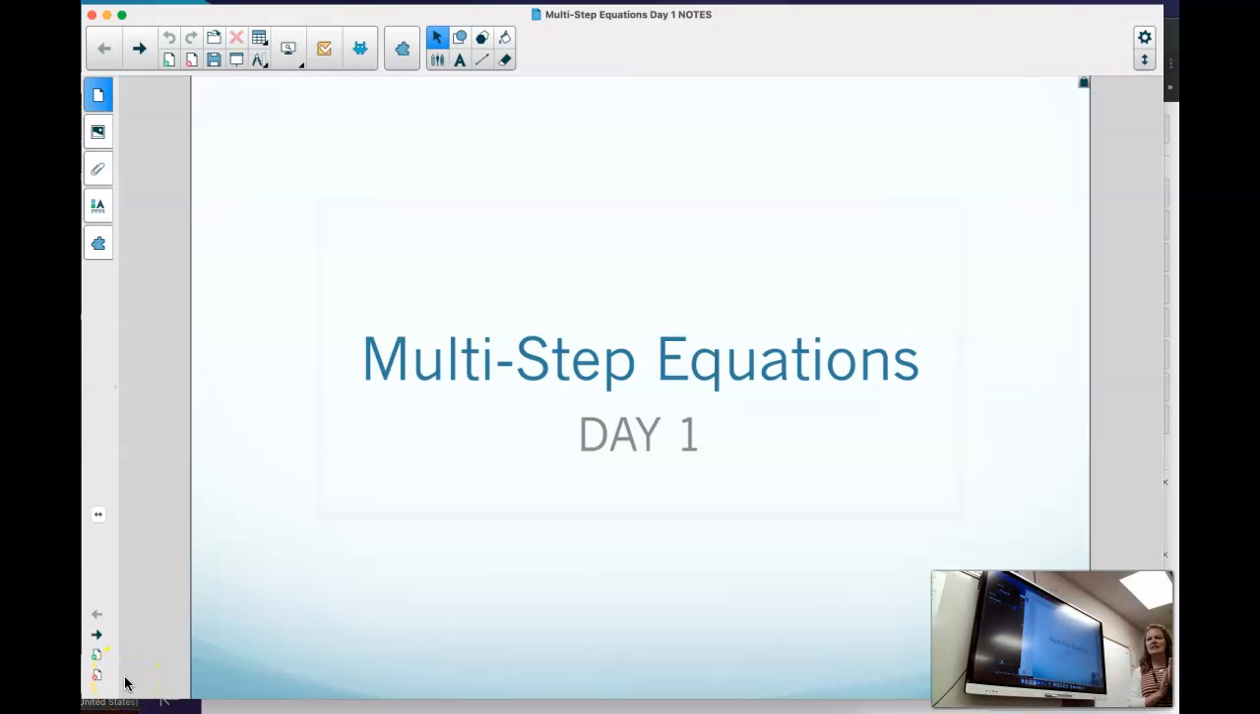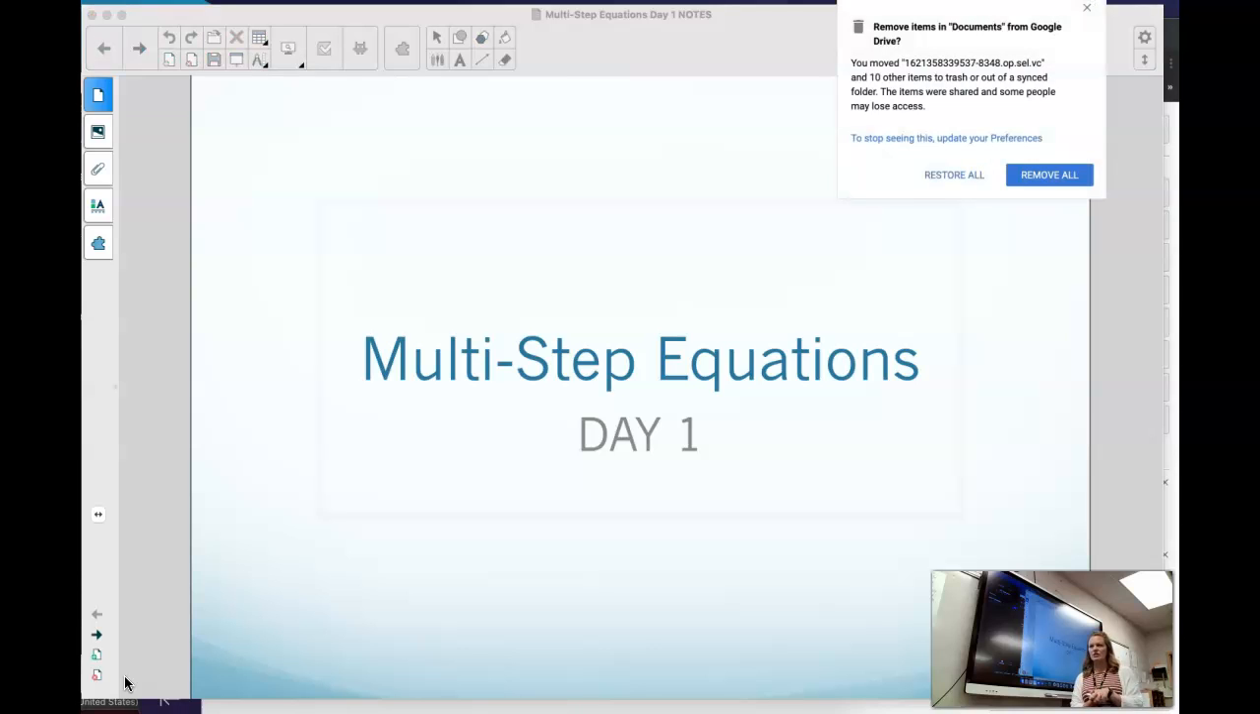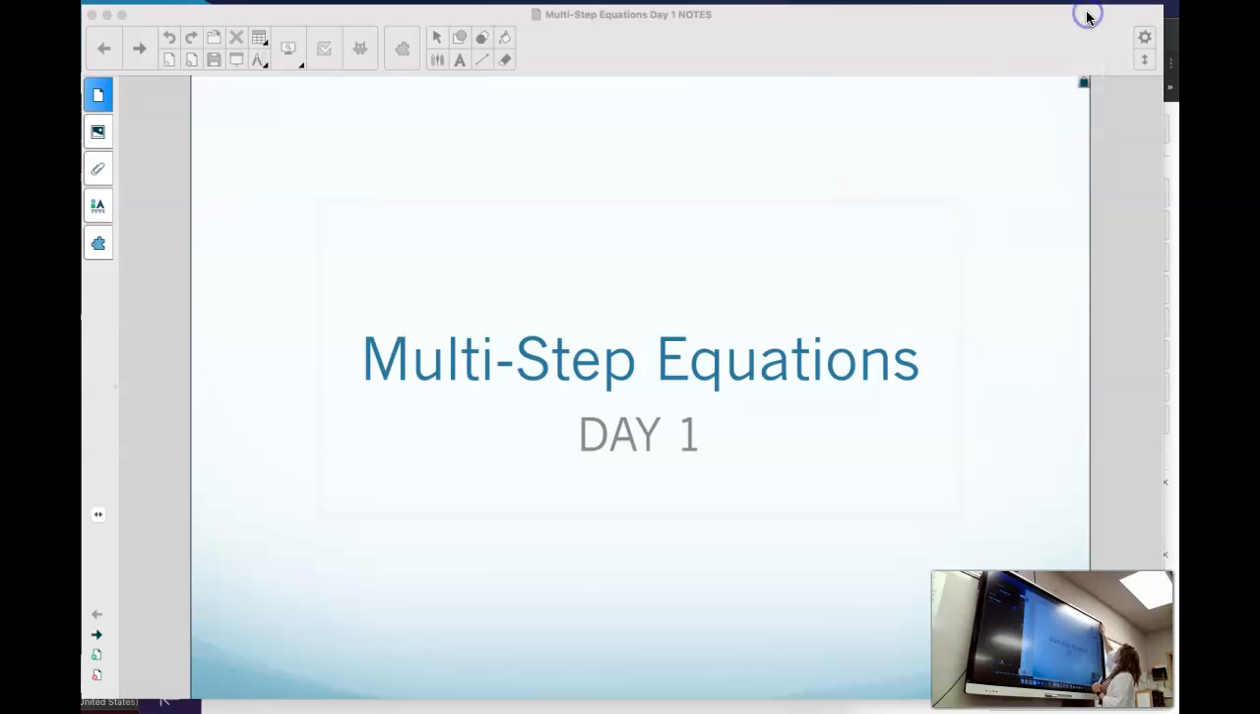Okay, you guys, today we are going to cover solving multi-step equations. So ultimately, we are just looking at adding one more step to our equation. Nothing too complicated, nothing so far out there. Remember, I keep telling you, we're just going to take it by baby steps, one little step at a time. So multi-step equations, the first day of this.